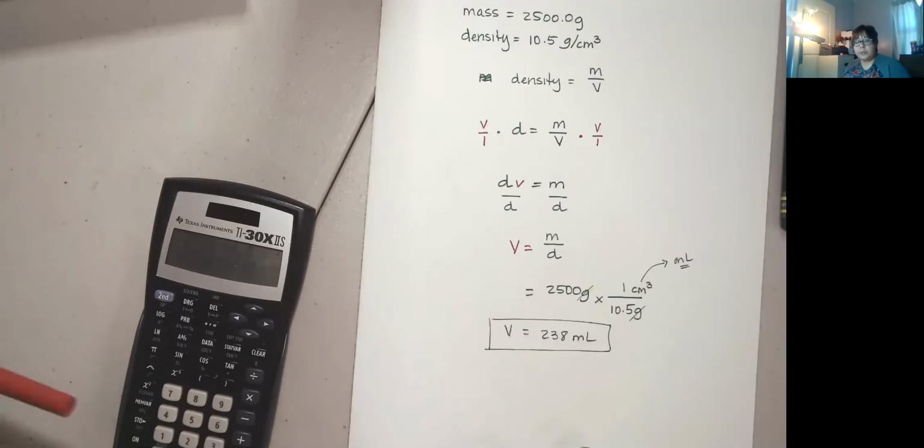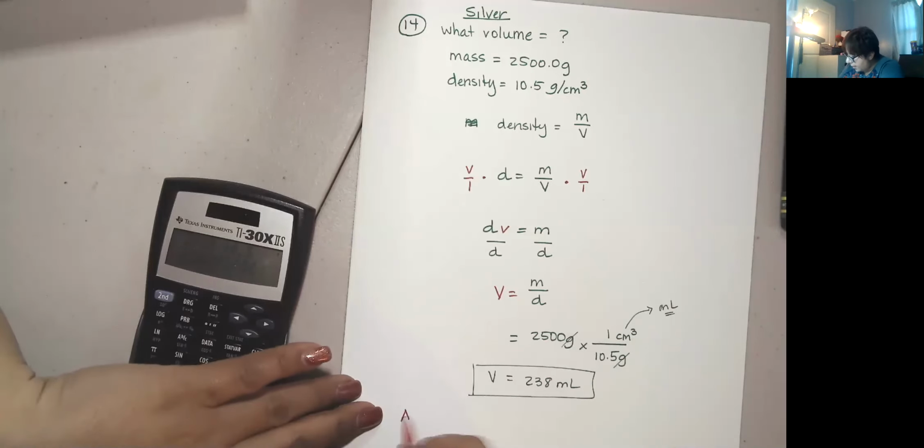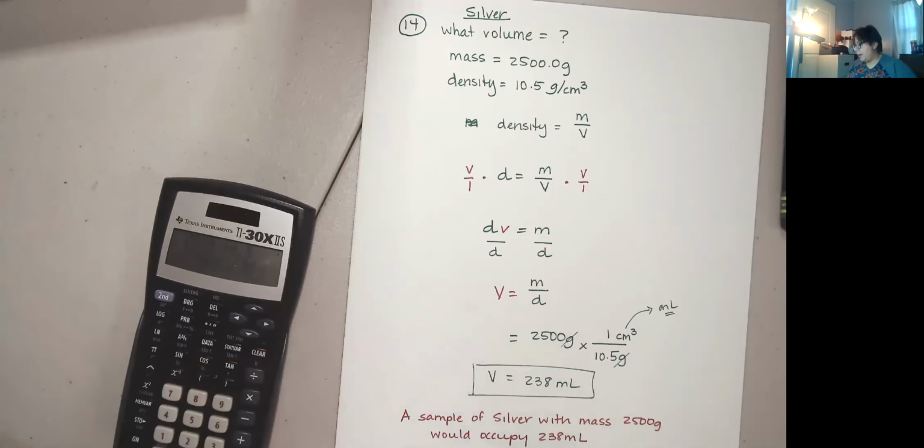Okay, so the interpretation would be here is that if I have a sample of silver with a mass of 2,500 grams, it would occupy 238 mLs of space.